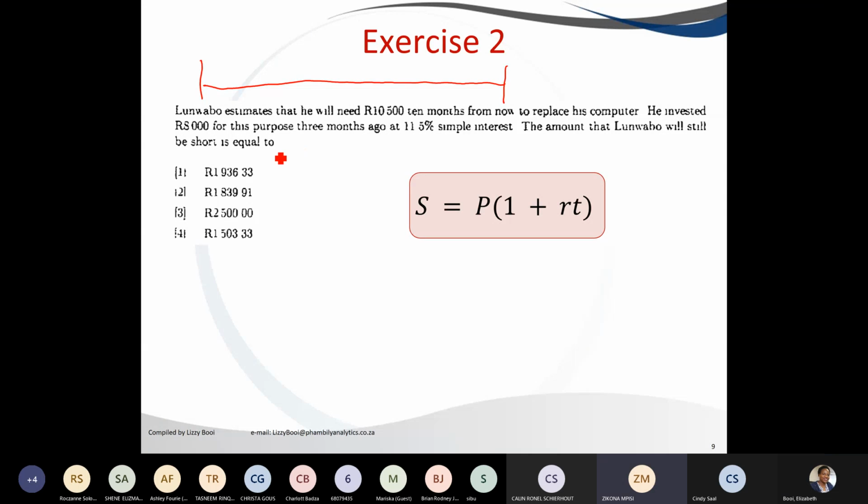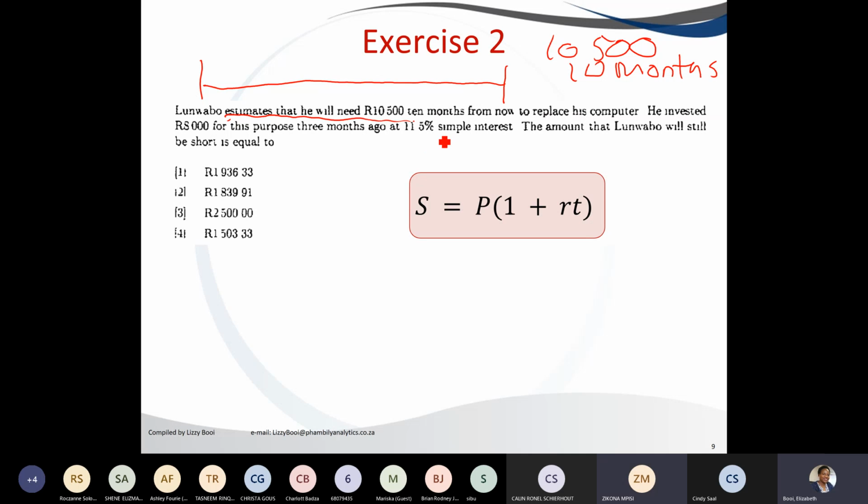So do I need to calculate the simple interest for the 10? They estimate that he will need 10,500 in 10 months from now. That is not the one that he needs right now. According to the formula, what is the 10,500? Is it a future value or a P? No, that will be the future value. That is the money that he will need at that point.